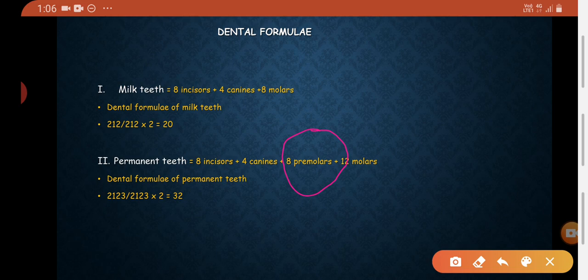The dental formula for permanent teeth is 2 1 2 3 by 2 1 2 3 into 2 equals 32. That means 2 plus 1 plus 2 is 5, 5 plus 3 is 8, 8 into 2 is 16. So 16 teeth in the upper jaw and 16 teeth in the lower jaw, which in the same way form 32 teeth.